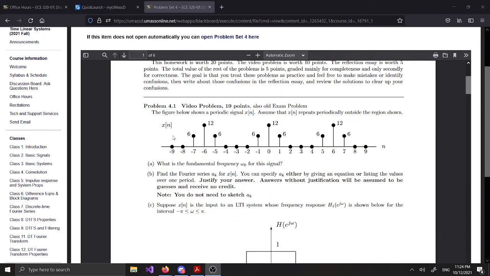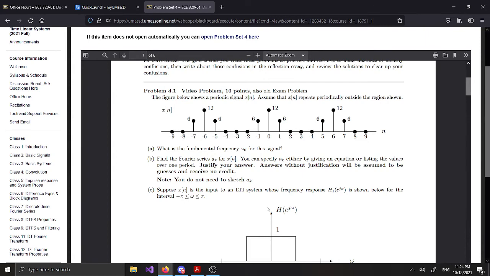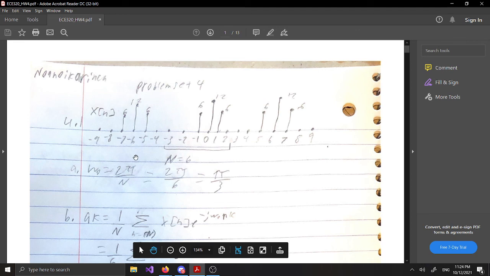Today we have a given x of n. We're going to solve for the fundamental frequency, solve for a k, and solve for the y of n for the frequency response, given the frequency response.